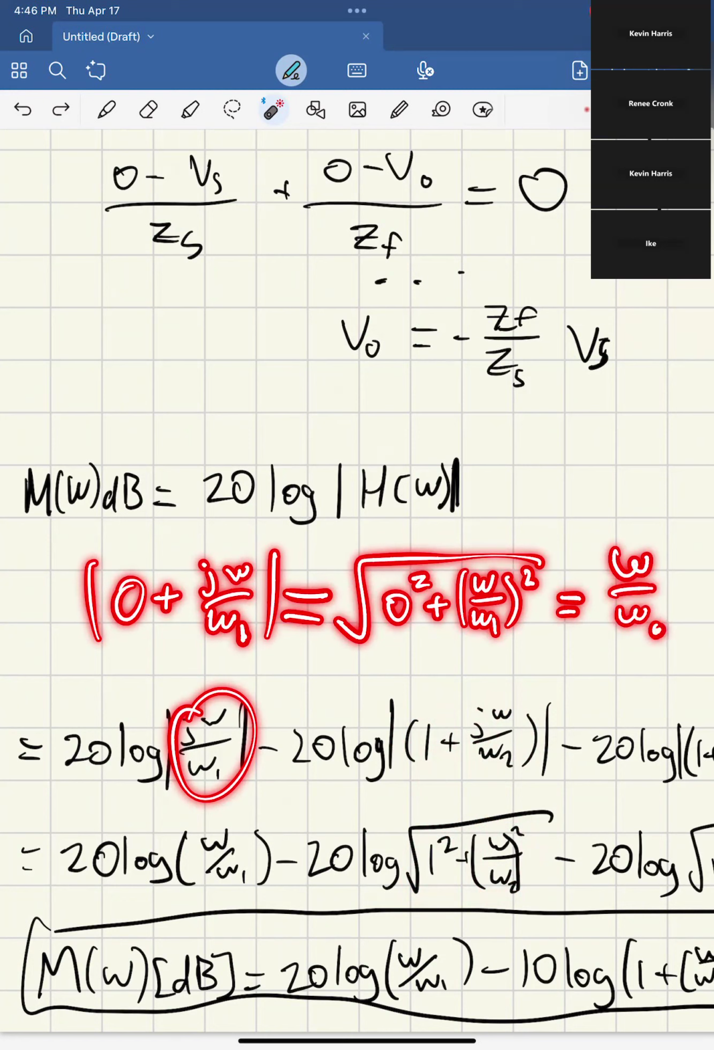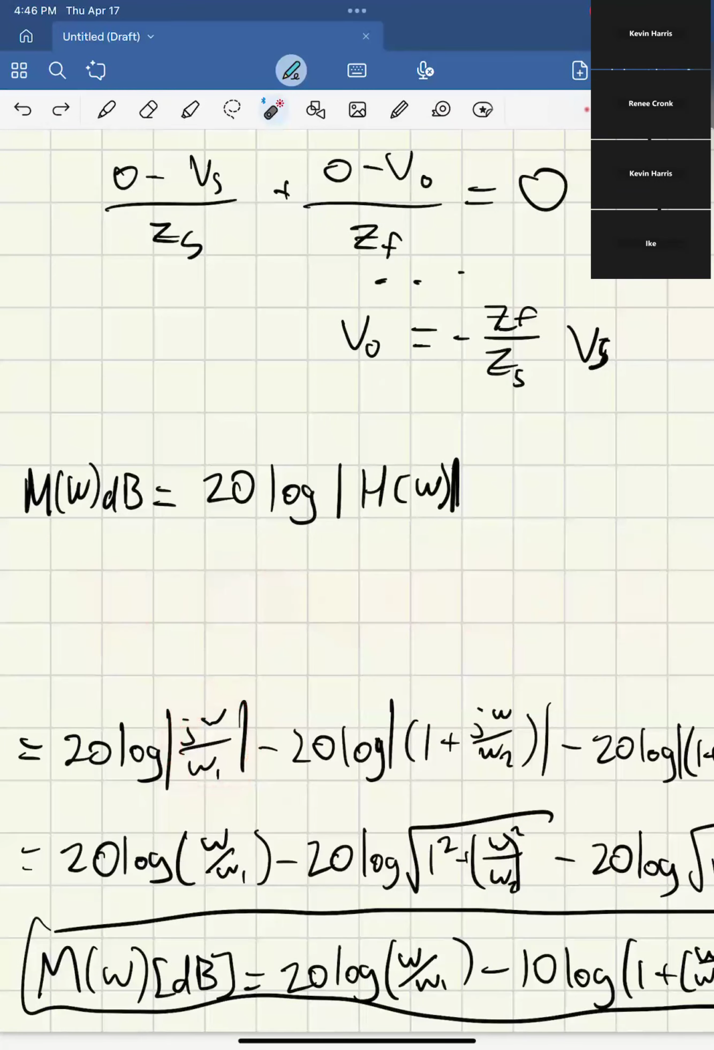So yeah, that's why. The other way to think about it is if you were thinking about this on the complex plane, where you have the real and the imaginary part, when it's asking for the absolute value, if we had like 2 and 2j here, then the magnitude of that is the length of this line. However, if we have a purely imaginary part, like j3, or as in this case, j omega over omega 1, then the length of this line is just omega over omega 1.